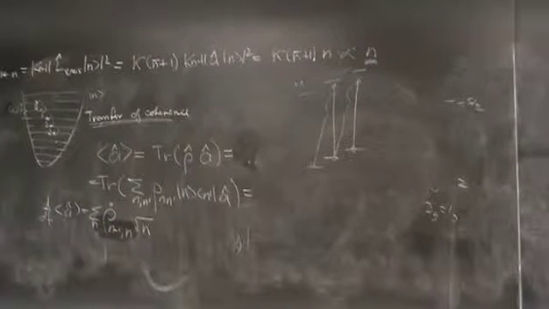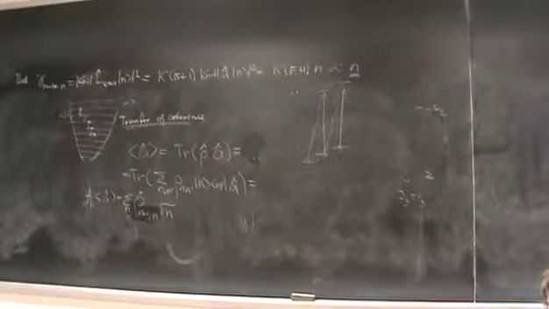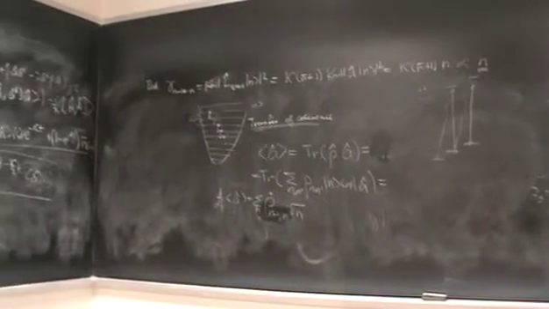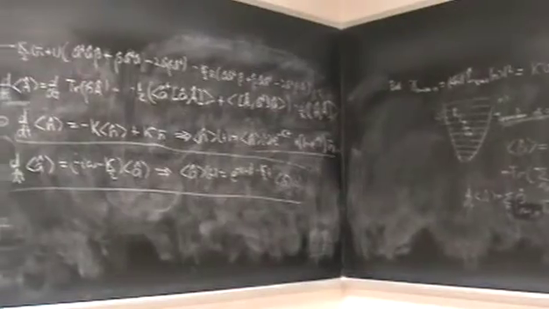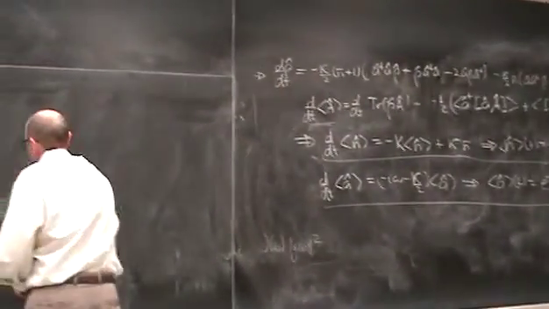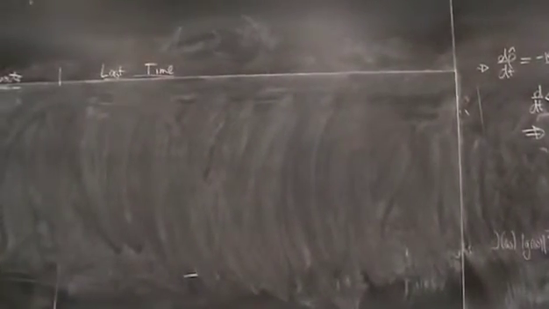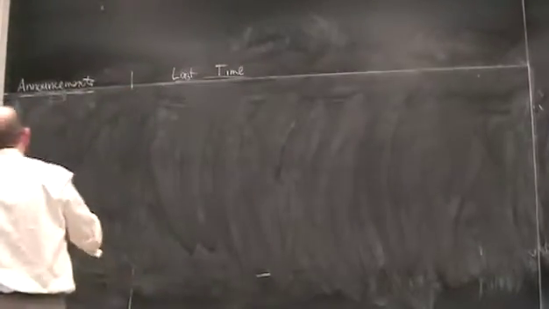So, let's continue. Let's now look at other aspects of this damped oscillator. Let's, for example, consider the evolution of quadratures.